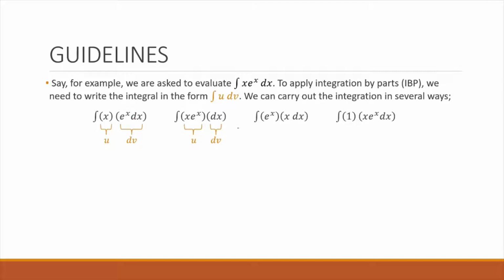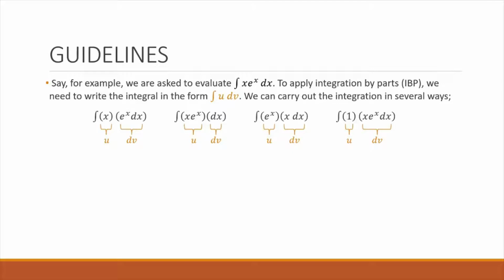Okay, and then third one here, e raised to x ang u, and then x dx ang dv. Or i-group together lahat, x e raised to x and dx as dv. Tapos we have a factor of 1, diba? It's an identity property. So we can specify that we have 1 here and use it as u, and then the rest, x times e raised to x dx is dv.